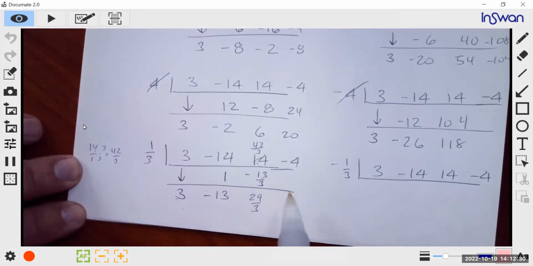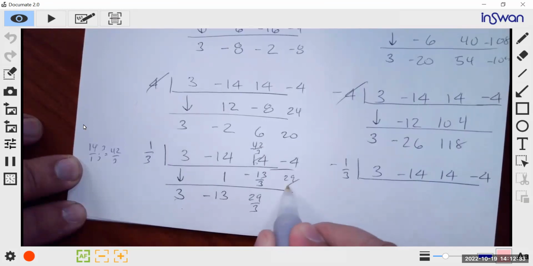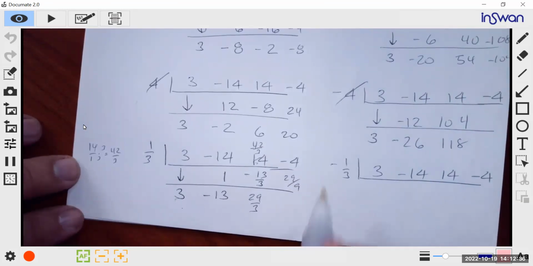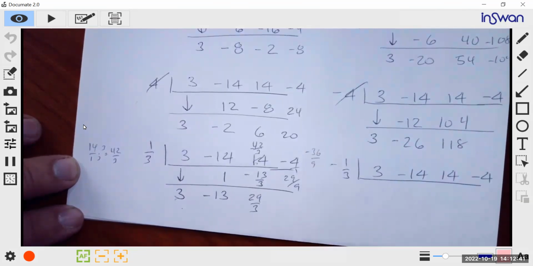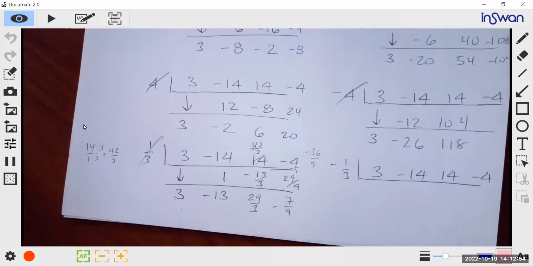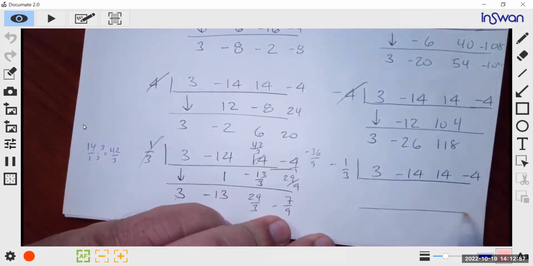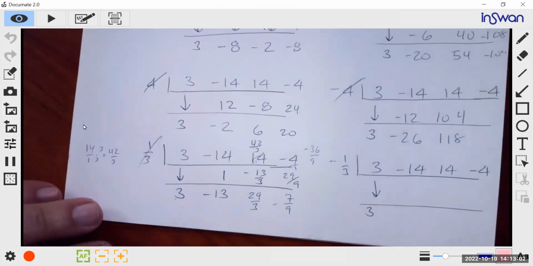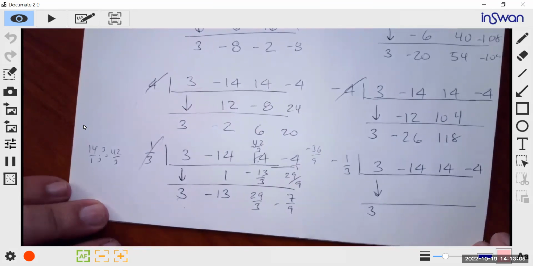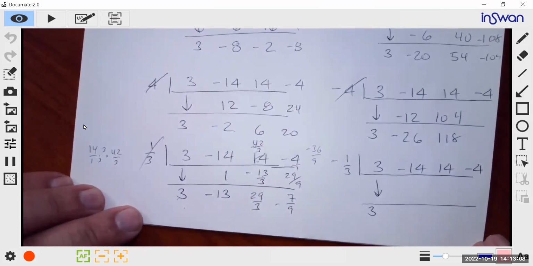1/3 times 29 over 3 is 29 over 9. This is 4 over 1, so I've multiplied by 9. It's negative 36 over 9. 29 minus 36 is negative 7 over 9. That's not it. I didn't say it was going to be easy. As I say, it's less work now.